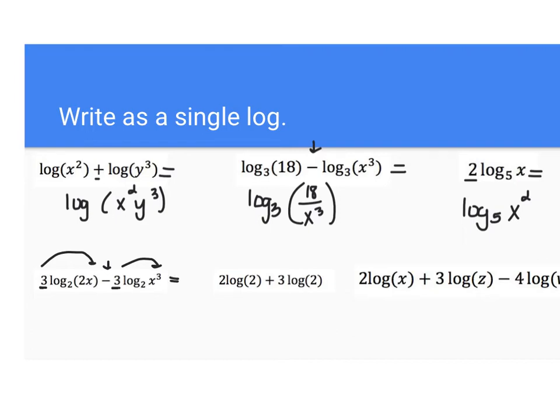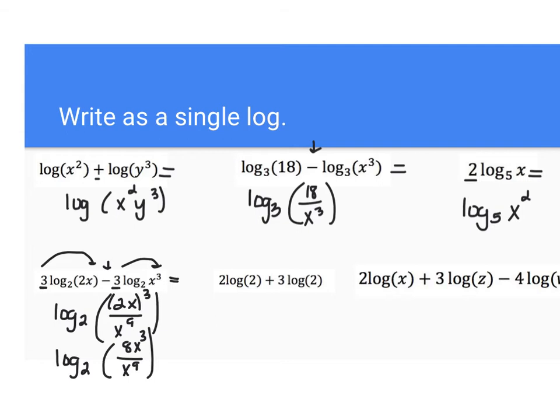So as I write this as a single log, again, my base does not change. It's log base 2. The numerator is going to be that 2x cubed. The subtraction implies that there's a quotient. And then in my denominator, I'm going to have x to the 9th because I would have 3 times 3 in the power. If I want to simplify that a little bit, I could have log base 2. 2 cubed is 8, so I would have 8x cubed divided by x to the 9th.